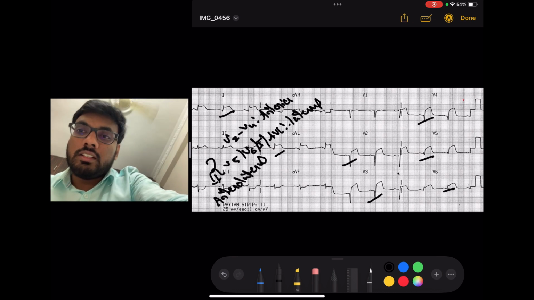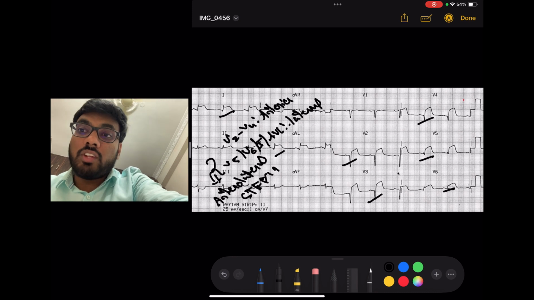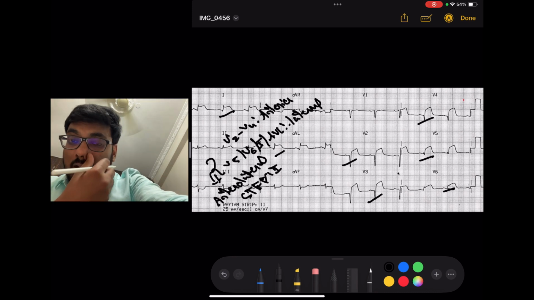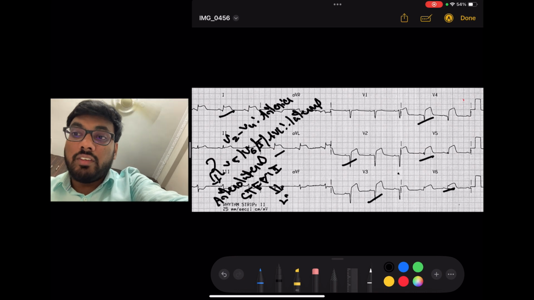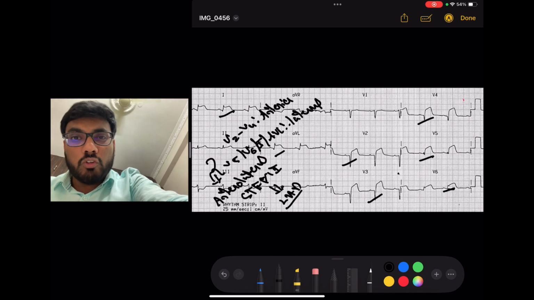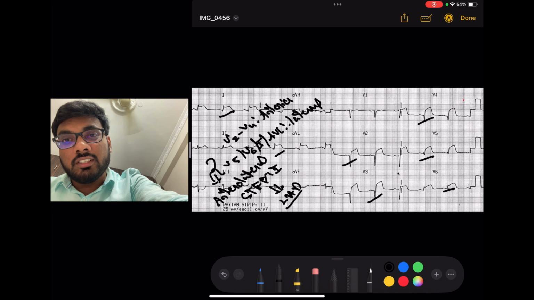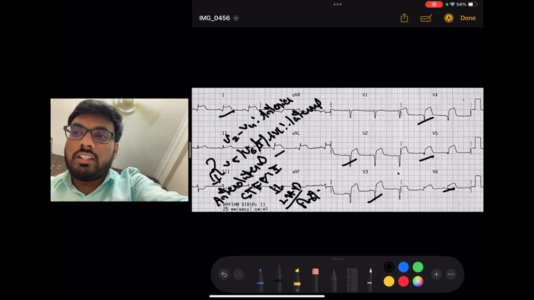Anterolateral STEMI, ST elevated myocardial infarction. What is the artery that is occluded here? Anterolateral STEMI means LAD occlusion only. Where is the artery occluded? Proximal to the septal branch or distal to the septal branch? Distal to the septal branch, correct.